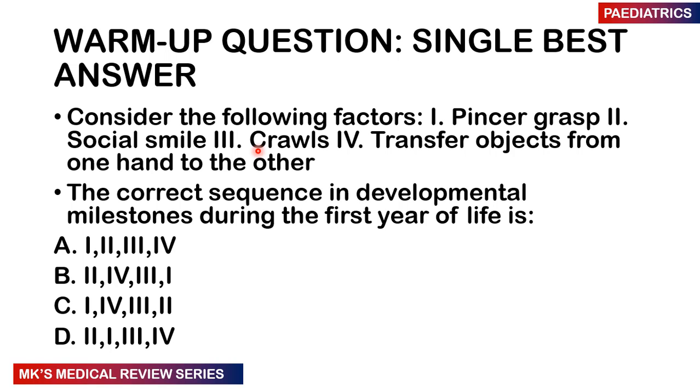In view of the new style of the lectures, here's our single best answer. Consider the following factors. 1. Pincer grasp. 2. Social smile. 3. Crawling. 4. Transfers of objects from one hand to the other. The correct sequence in developmental milestones during the first year of life is A. 1, 2, 3, 4. B. 2, 4, 3, 1. C. 1, 4, 3, 2. D. 2, 1, 3, 4.